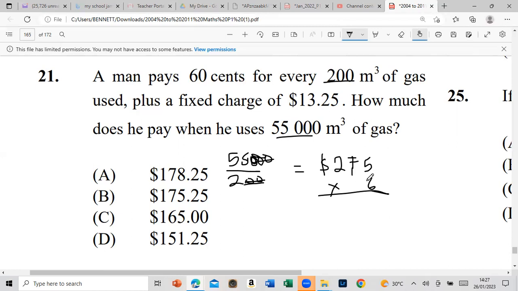Alright, so let's go. 6 times 5 is 30, 6 times 7 is 42, and that 4 makes 45. 6 times 2 is 12, and that 1 makes 16. Alright, but remember, we are multiplying by 0.6, so that is 1 decimal place. So it's 165. But the 165 is not the answer, as I was saying. So we get the 165, and we have to add the $13.25.